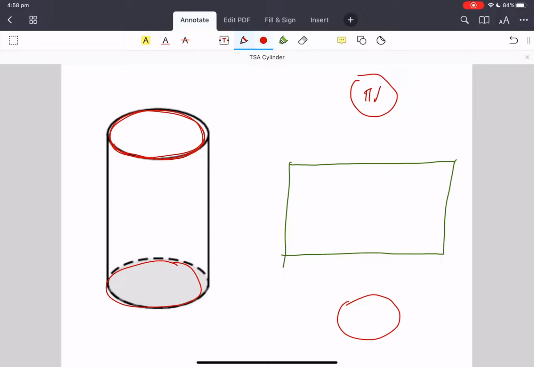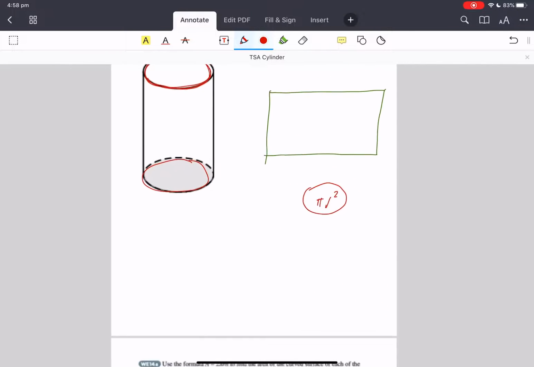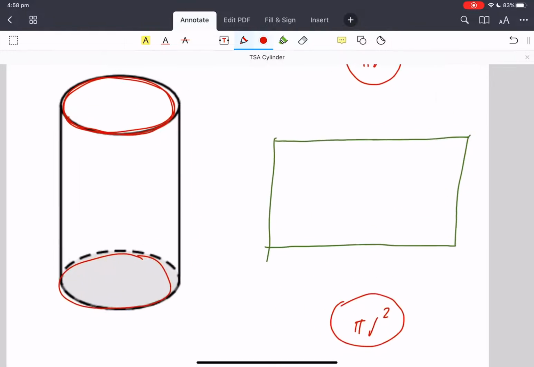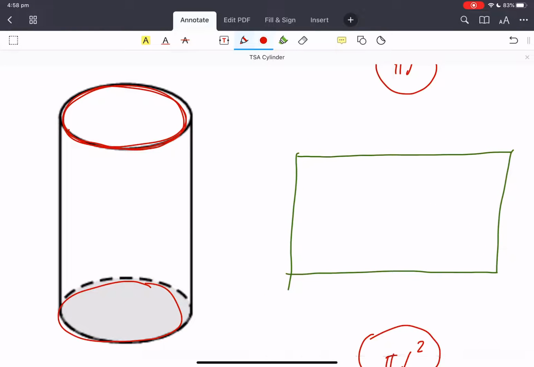Circle, pi r squared, and circle, pi r squared. So guess what? There are 2 pi r squareds. And we need to add to that the area of this rectangle. So let's have a look at that rectangle.